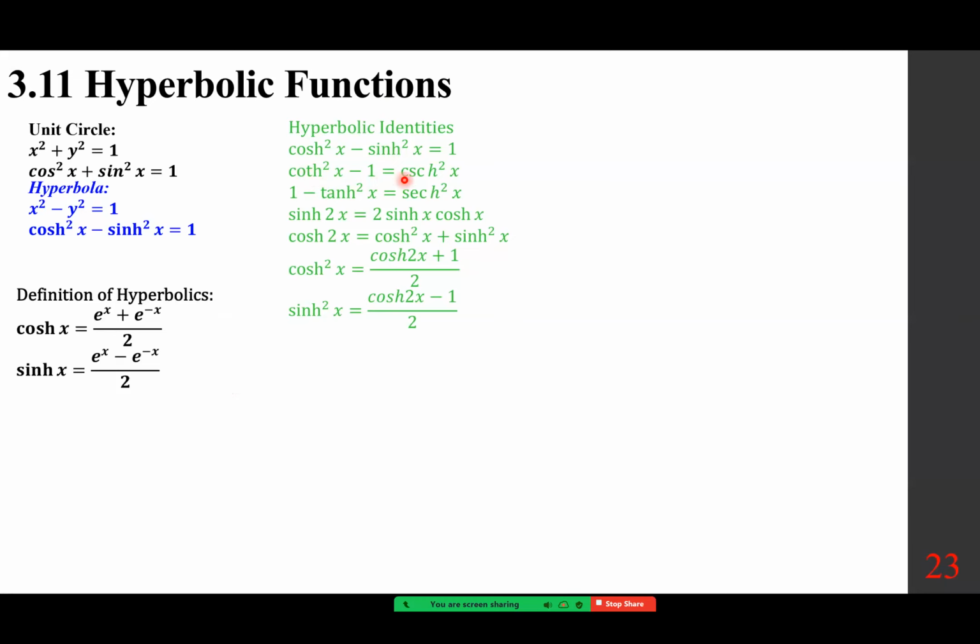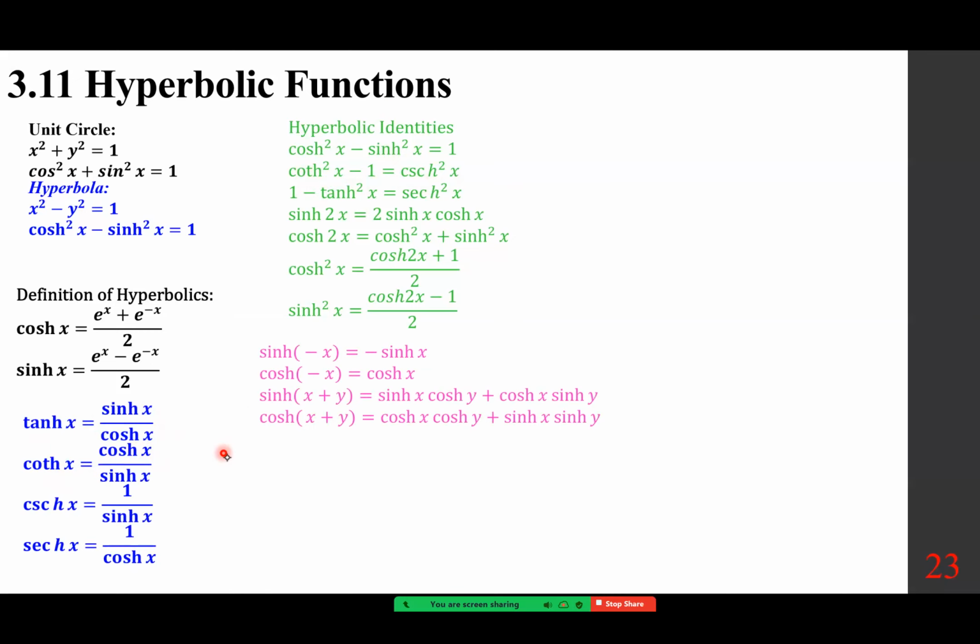Hyperbolic cotangent squared minus 1 is hyperbolic cosecant squared, and so on and so forth. Hyperbolic tangent is sinh over cosh. Just remember, tangent is sine over cosine. Hyperbolic cotangent is cosh over sinh, and so on. If you recall, for example, all trigonometric functions are odd except cosine. Over here, it works the same.